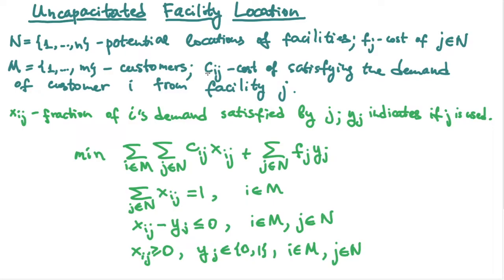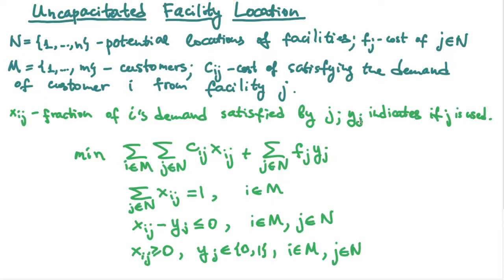What we mean by c_ij being the cost of satisfying the demand of customer i is that this is the cost if you use only the facility j to satisfy all of the demand for customer i. Okay, so then to formulate the problem of minimizing the total cost, we introduce the following variables. So we have x_ij, the real variable that represents the fraction of the demand of customer i that is satisfied by facility j.